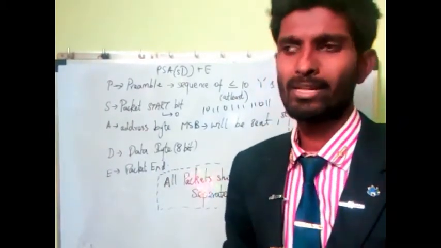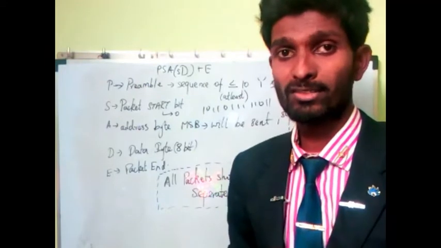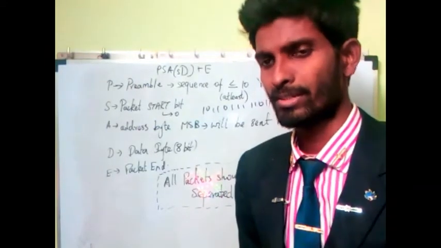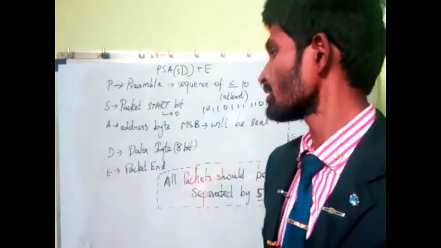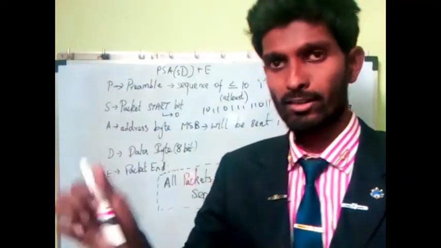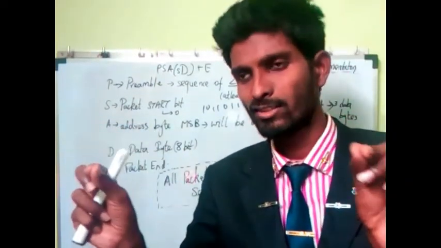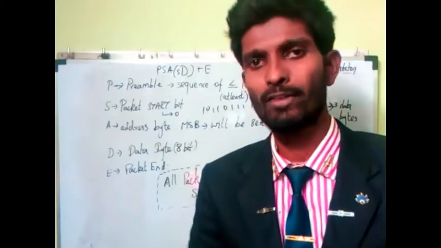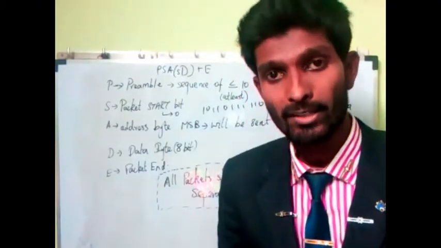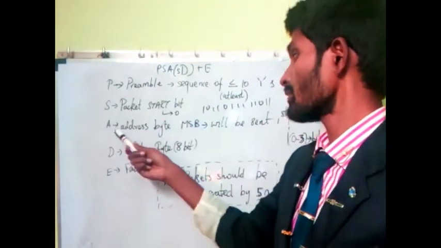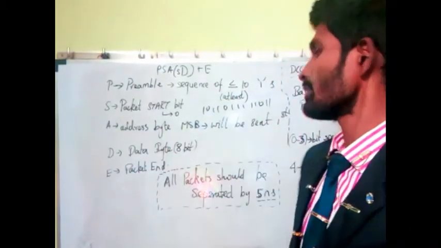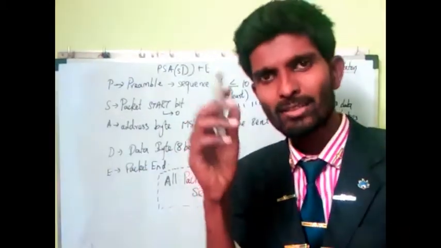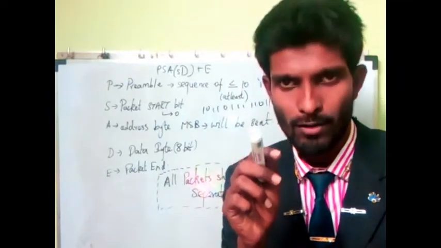Afterwards comes the start bit. Then comes A. We have two things, MSB and LSB, the most significant bit and least significant bit. But when we go for transmission here, we go from the MSB first. That's why A is given as the address byte, and the MSB will be sent in the form of a 1. That is very, very important here.